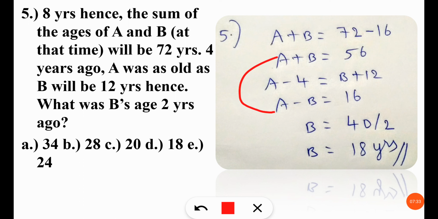So with A plus B equal to 56 and A minus B equal to 16, we will get B as 40 by 2, that is 20 years, and we need to find out B's age 2 years ago. So 20 minus 2 equal to 18 years. Option D is the correct answer.